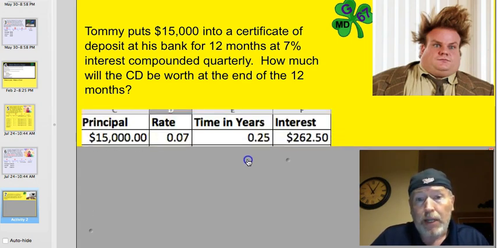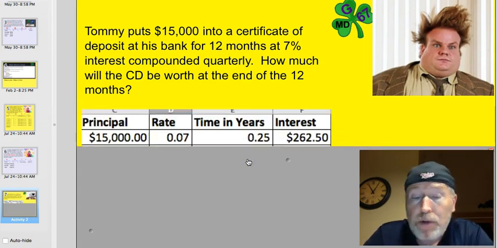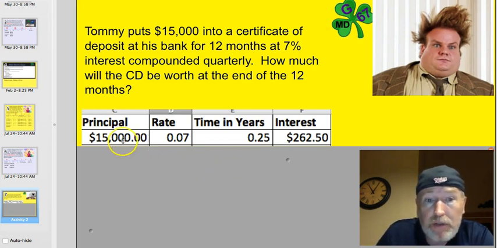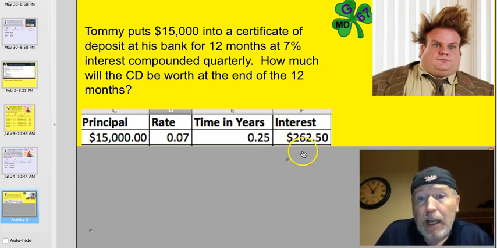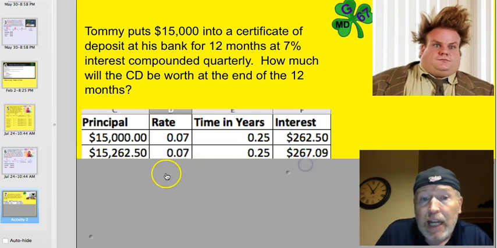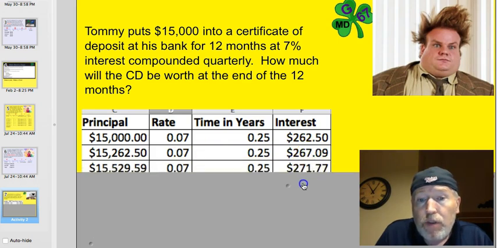So I made a chart here and I actually did this one on my computer. Here's the principal of $15,000. The rate is 7%. It's going to be quarterly, right? So 0.25 for the year. And his interest for that first quarter would be $262. I tack that on to the principal. Here's the interest for that second quarter. Here's the interest for the third quarter. Just keep tacking this interest.